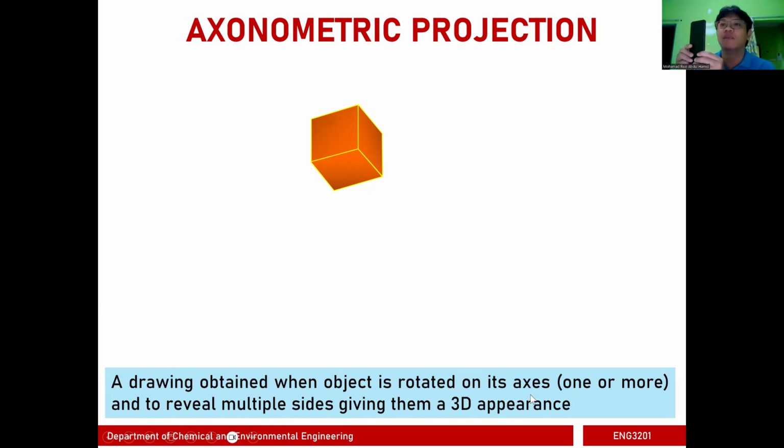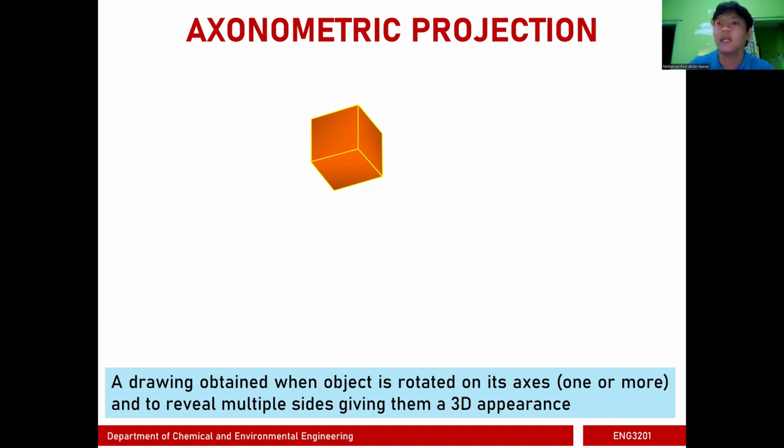Now, of course, if you have this object and you rotate around this axis, the z-axis, you just see 2 dimensions. So you also need to rotate at a certain angle, around a certain axis as well, so as to reveal this side, as well as this side.